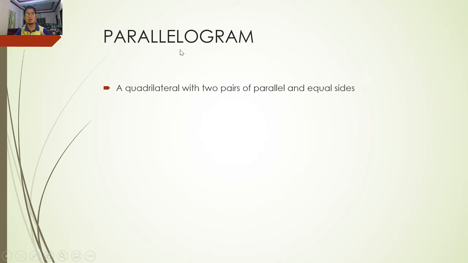Bakit? Meron po kasi kayong mababasa sa mga susunod, one pair. So parehas may pair, pero ito two pairs, yung isa one pair. Hindi na po parallelogram yun. So pakitandaan lang, two pairs, parallelogram.